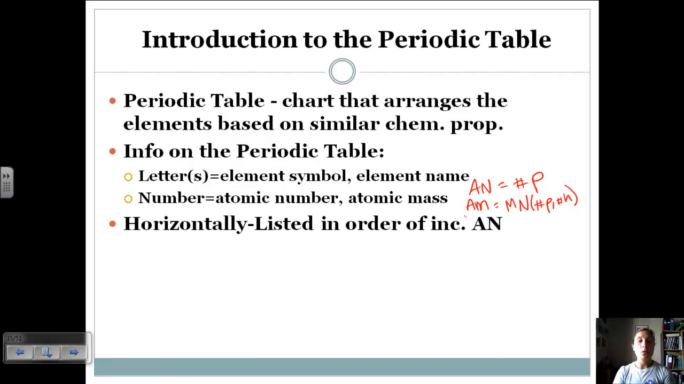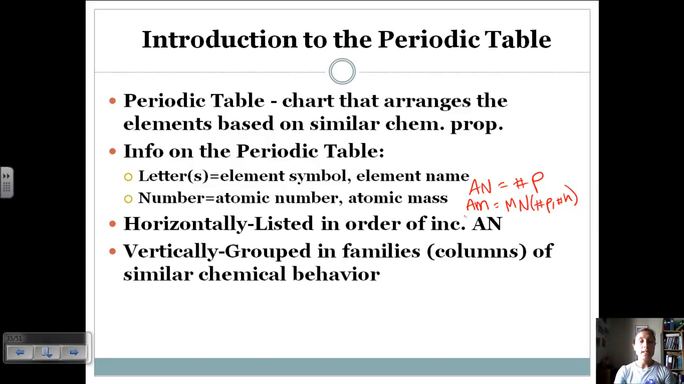Horizontally, the periodic table is organized in order of increasing atomic numbers. You go across, kind of like you read a book, left to right. 1, 2, 3, 4, they increase like that. Vertically, the periodic table is put into groups or families, and these are the columns, and they are grouped based on similar chemical behavior. So all the elements in a particular vertical group behave similarly when they bond with other things.